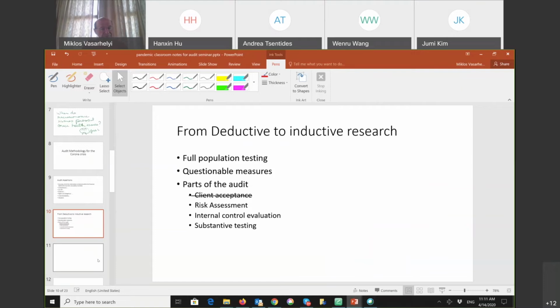Is the question about how to apply audit methodologies to validate the data out there? My question is even more than that. It is not how to, but can you apply this, or is there any value?